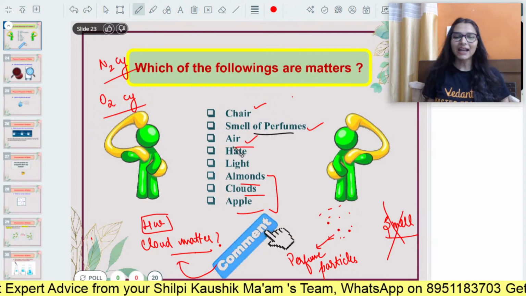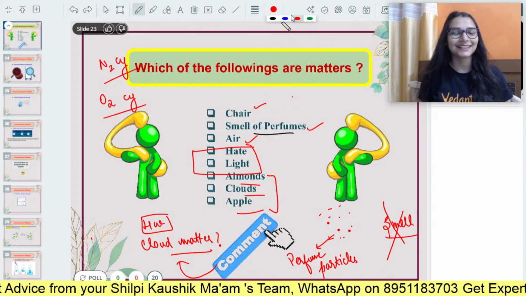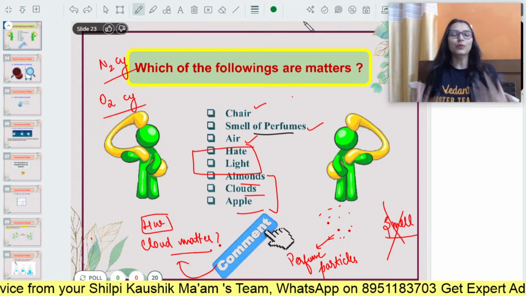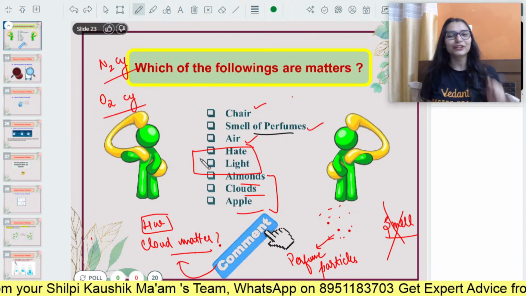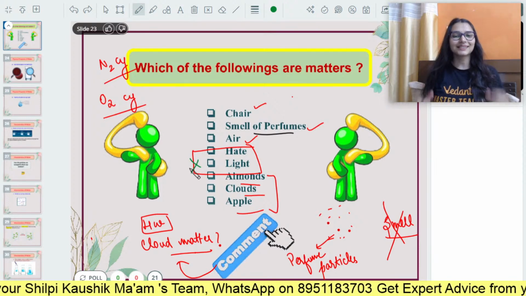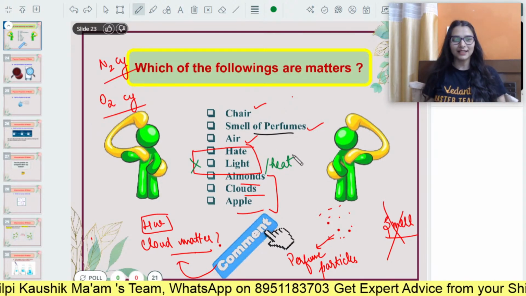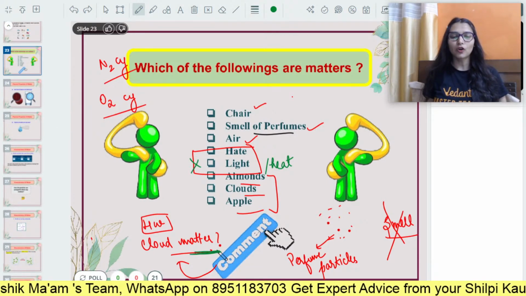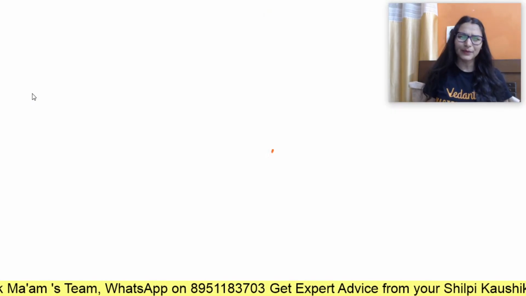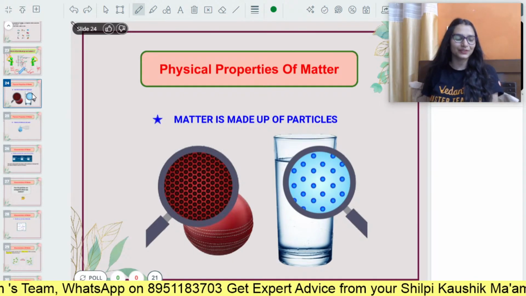And heat and light are not matter. Heat is like an emotion. Emotions don't count as matter. And light is a form of energy. This is again not matter. Similarly, heat is also not matter. So try to solve this and give me the answer in the comment section. Cloud is matter, how? I doubt it, ma'am. Okay, I want to know from you.